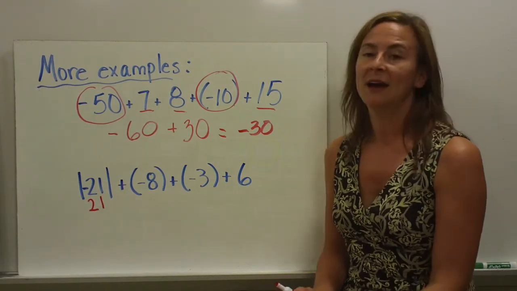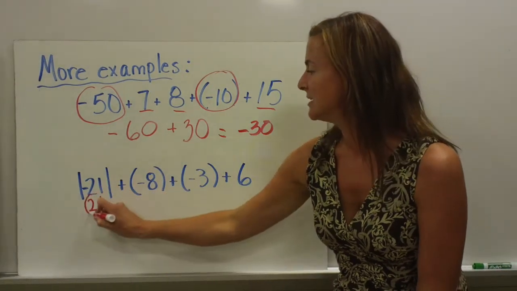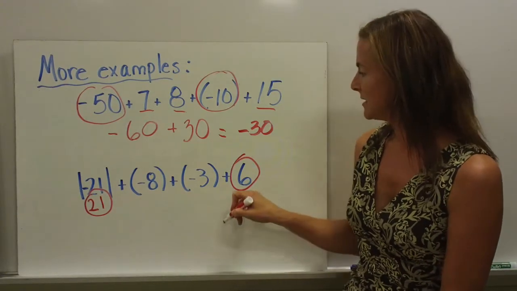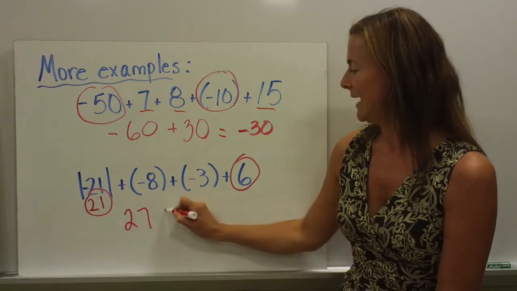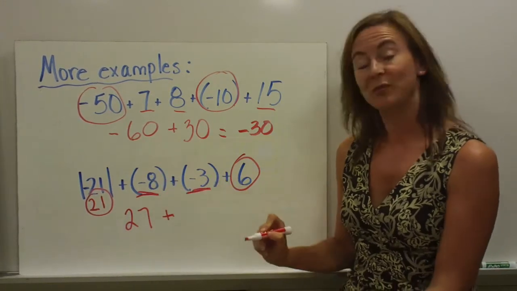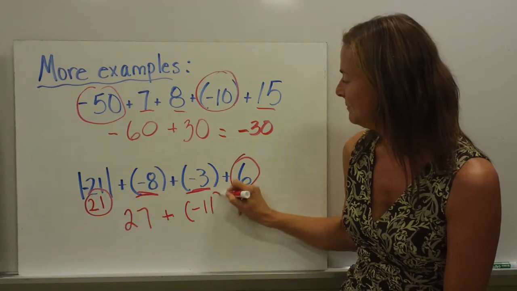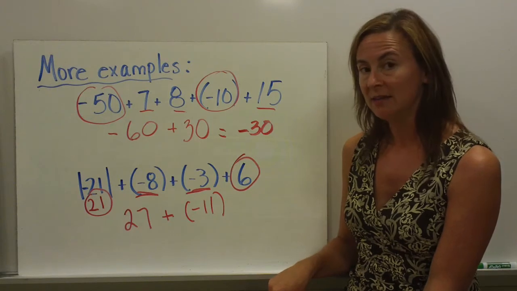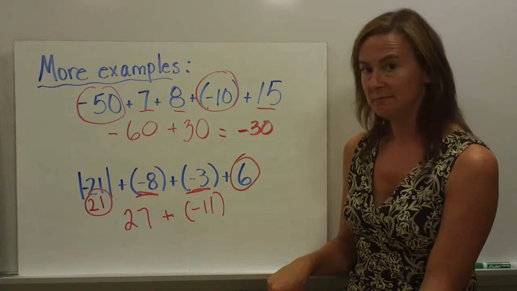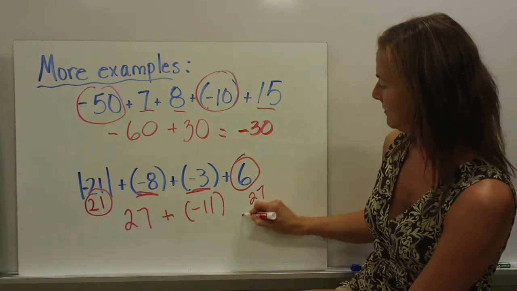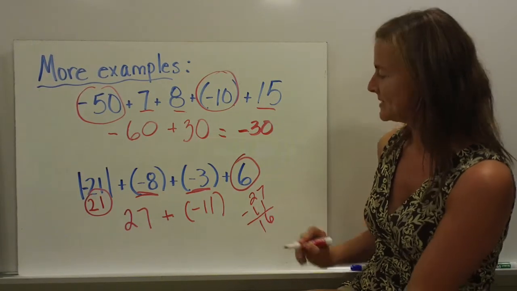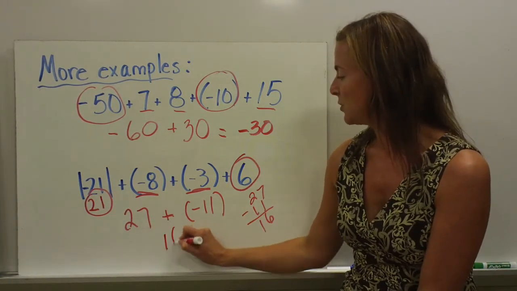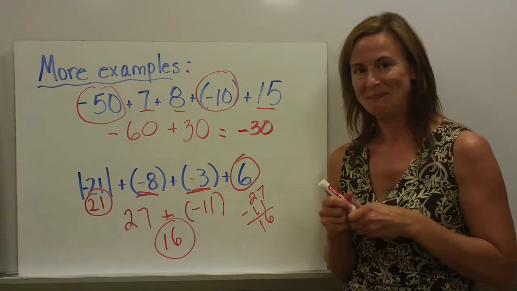Now I can go through and I can combine my like signs. So positive 21 and a positive 6. 21 plus 6 is 27. And I have a negative 8 and a negative 3. That's negative 11. So the difference, because I have different signs, between 27 and 11 is going to be 16, right? 27 minus 11, yep, 16. The farthest away number is 27, it's positive, so my total final answer is going to be a positive 16.